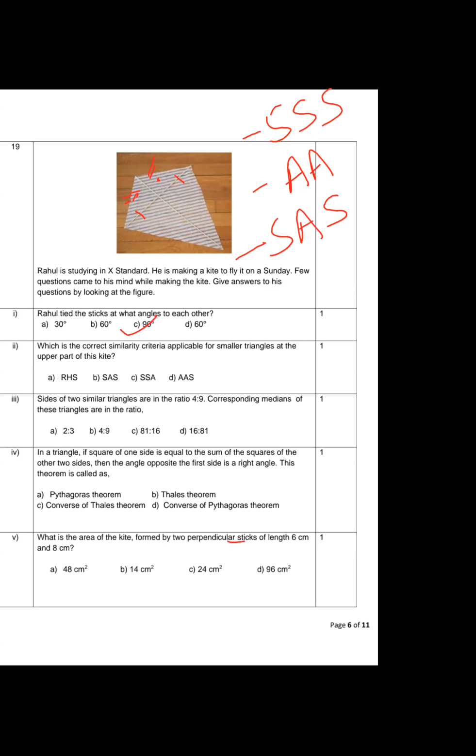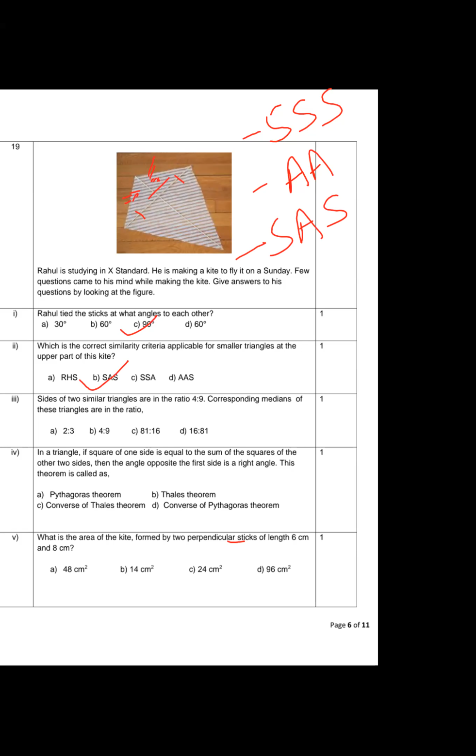RHS is not a similarity criteria at all. Tell me. SAS. Option D, SAS. It can also be SAS because the angles are equal. But we know that SSS is the best one, no? SSS is not possible here. So if SSS is not there, then SAS.